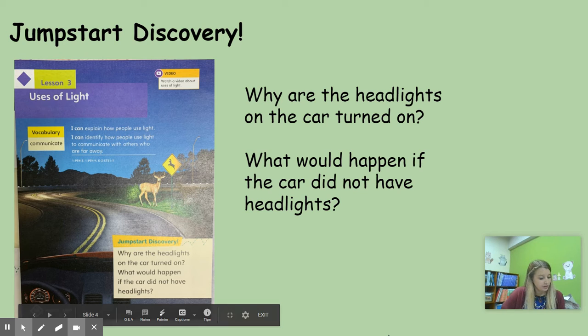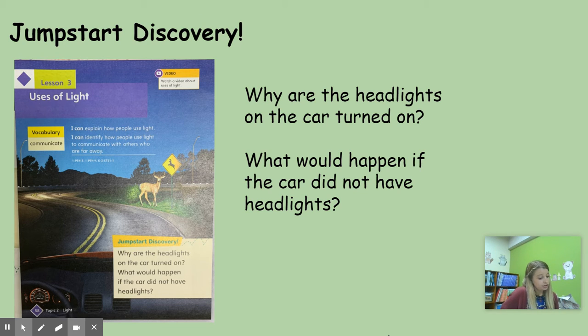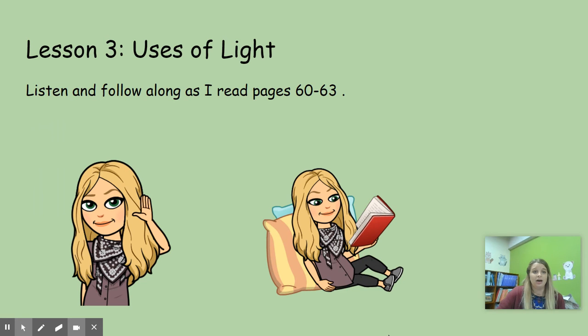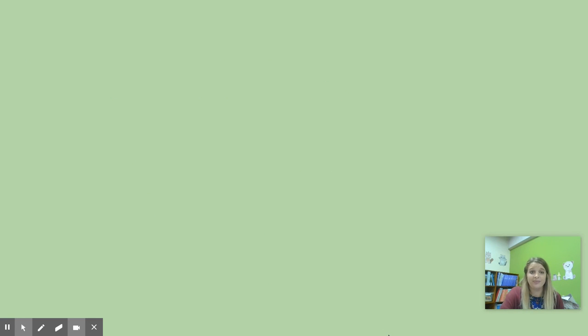I want you to know that street lights are used to light up the road, and brake lights are used to alert someone when the car will stop. All right, lesson 3, uses of light. I want you to listen and follow along as I read pages 60 to 63. They are going to be on my slides, but you can also use your science workbook and follow along there.